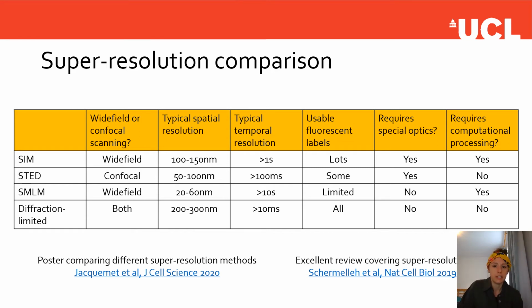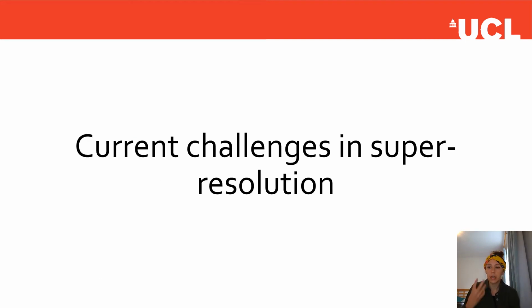There are two really nice resources here for comparing different super resolution methods and when you might use them. There's this review in Nature Cell Biology, and there's this really nice poster which plots out the advantages and disadvantages and shows you example data sets. Okay, so what's going on in super resolution microscopy at the moment? SIM, STED and single molecule localization microscopy are all pretty established. They've all been used for a long time. Everyone's very familiar with them.